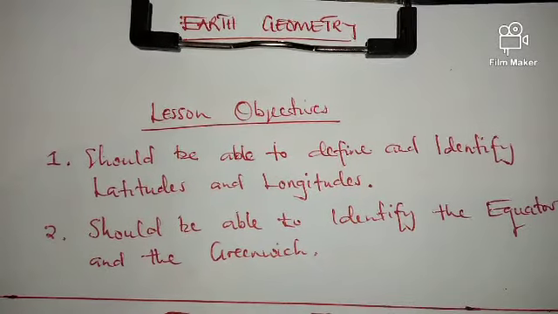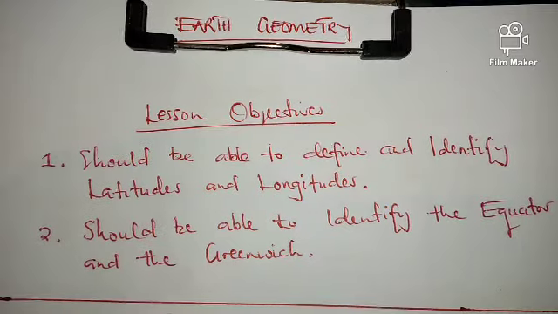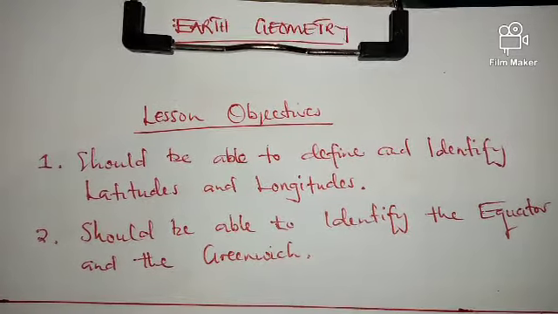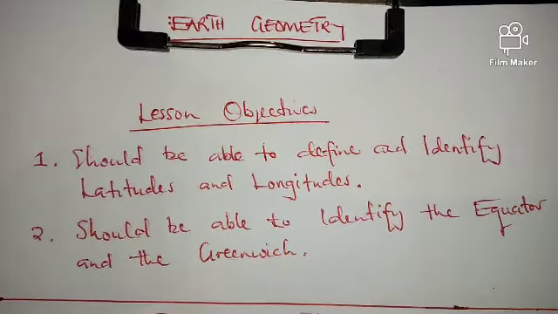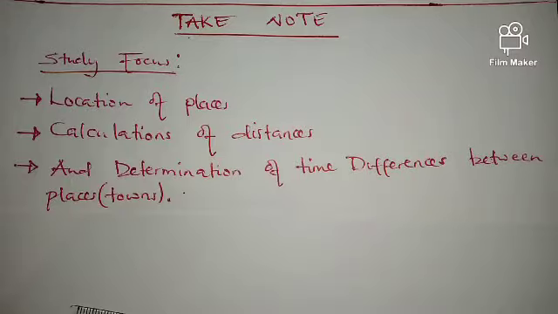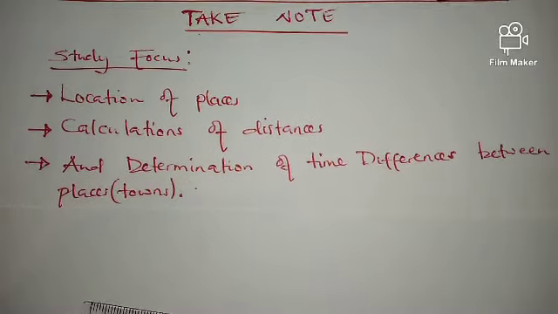Number 1, at the end of this lesson, you should be able to define and identify latitudes and longitudes. Lesson objective number 2, at the end of this lesson, you should be able to identify the equator and the Greenwich meridian. So without wasting much time, let's get into the actual study focus.